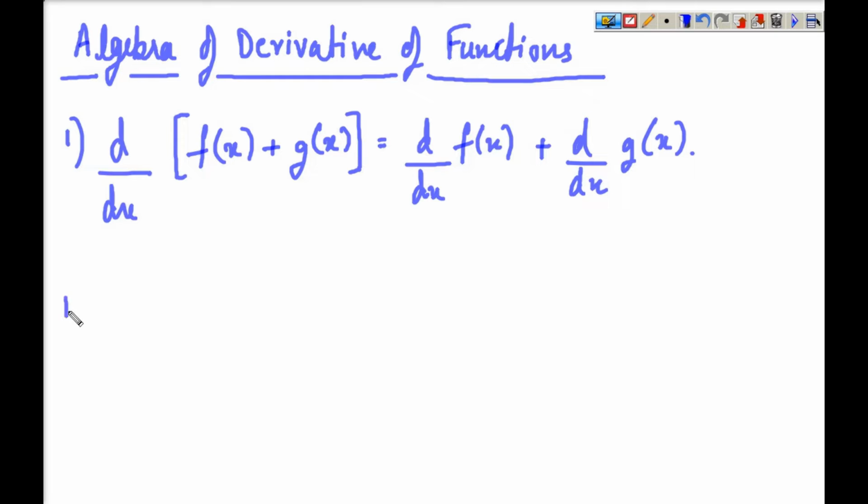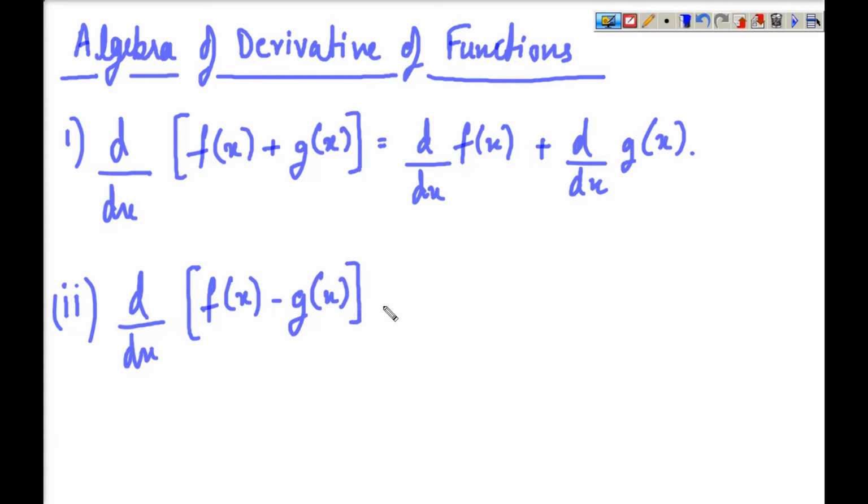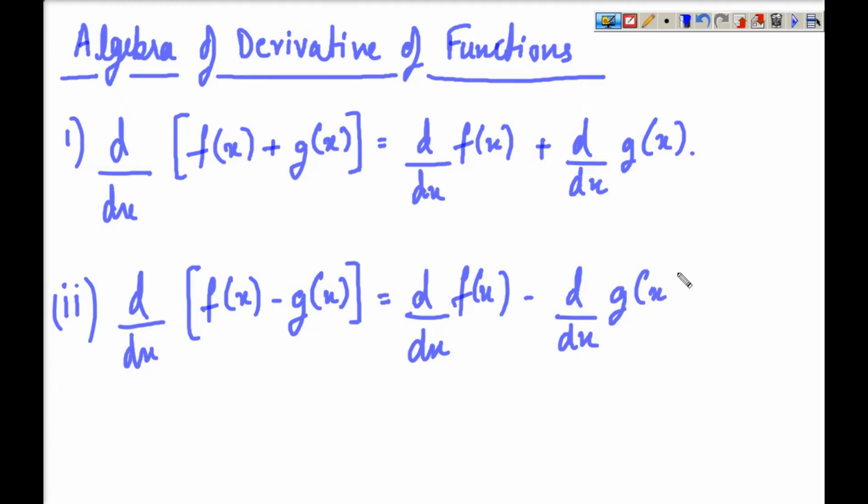Now the second rule we have here is the derivative of f of x minus g of x equals the individual derivatives, derivative of f of x minus derivative of g of x. So please note these down.